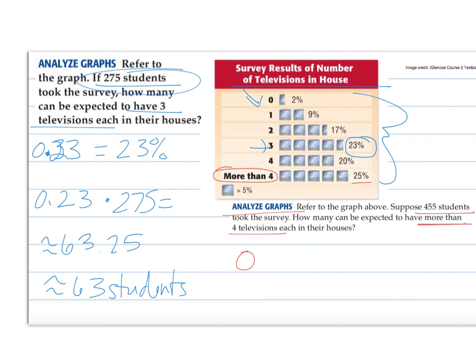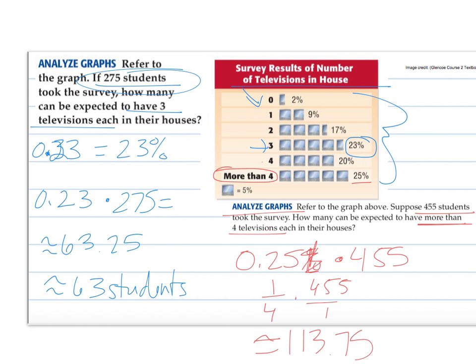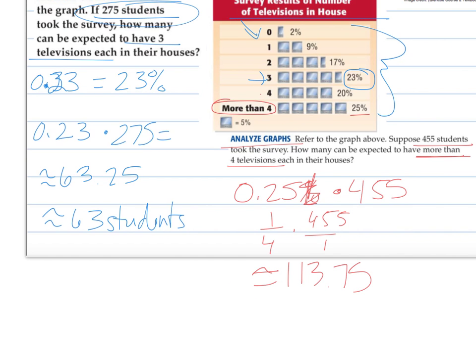So I'm saying, what is 25% of 455? You wouldn't put the percent if I already made a decimal. This might be one where it's easy to do 1/4, too. So you could do 1/4 of 455, either way. When I do that, I find out that it's 113 and 75/100ths, which since it's people, we could round up and say approximately 114 people or students.